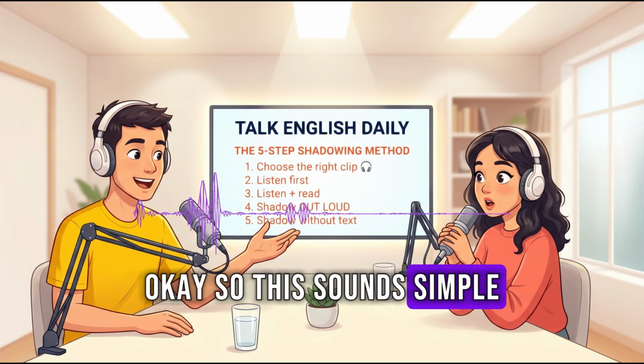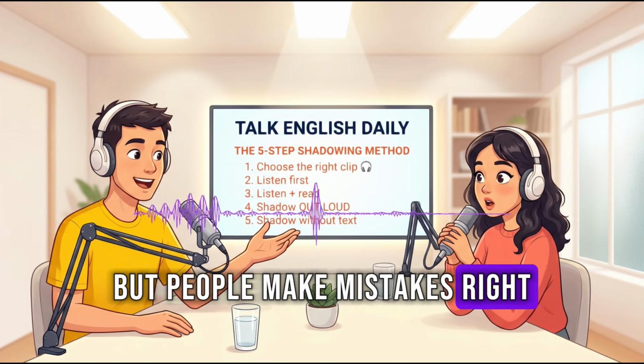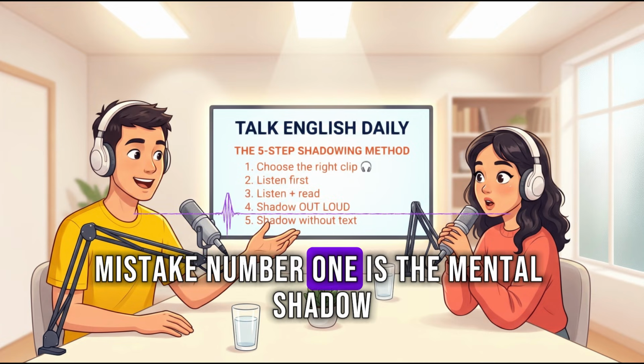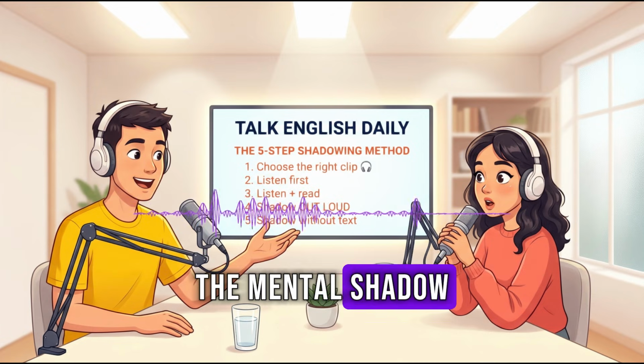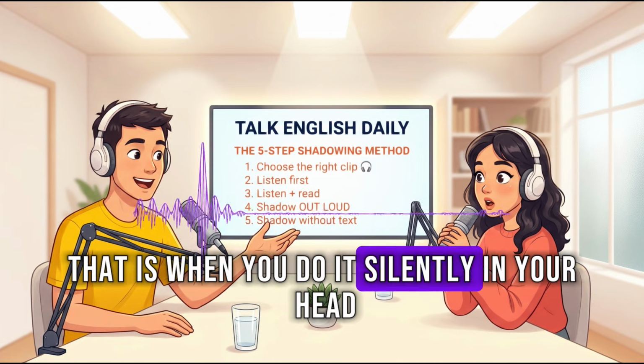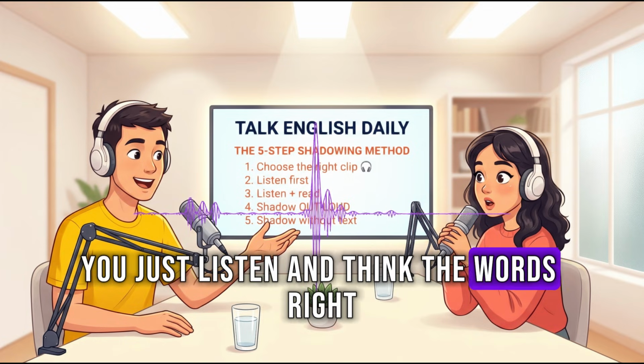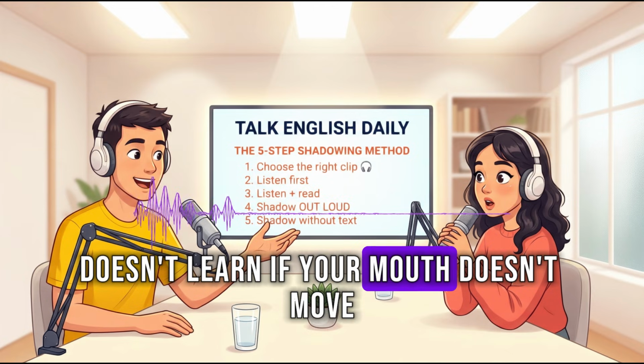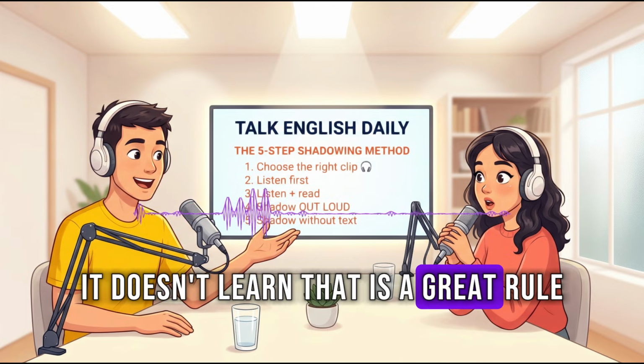Okay, so this sounds simple, but people make mistakes, right? Oh, they make 3 big mistakes. Let's talk about those. Mistake number 1 is the mental shadow. The mental shadow. That is when you do it silently in your head. You just listen and think the words. Right. If your mouth doesn't move, it doesn't learn. That is a great rule.